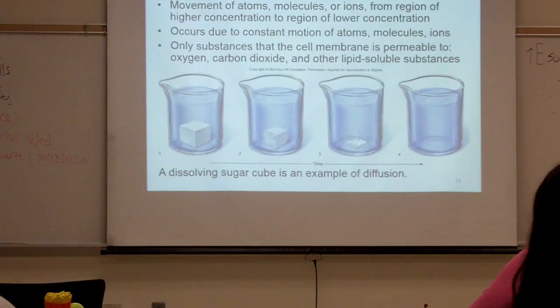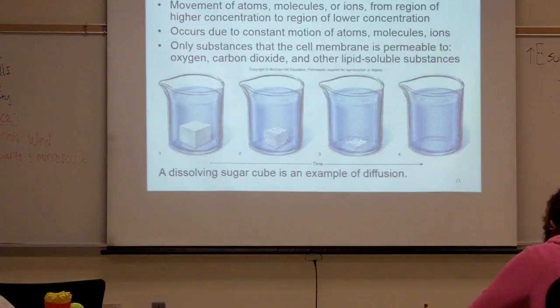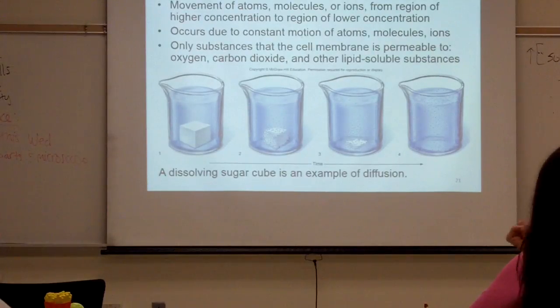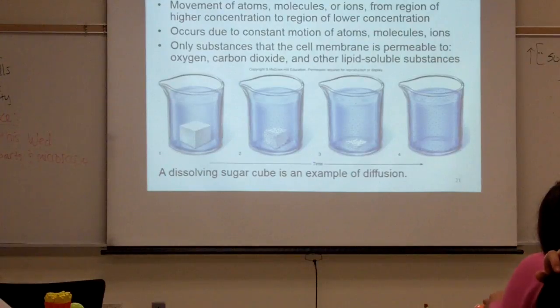So that's kind of your rule: if something is fat soluble, then it will pass freely through into and out of the cell. So you just want to add these to your list. Stuff that can pass freely. Dissolving a sugar cube is an example of diffusion as well.